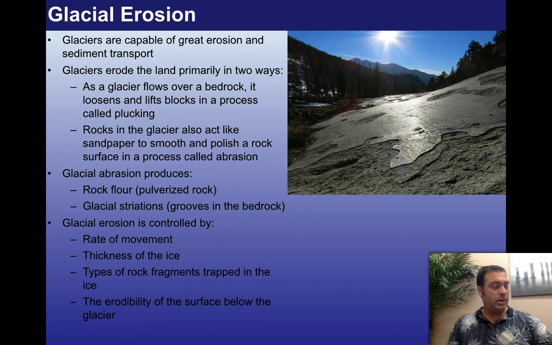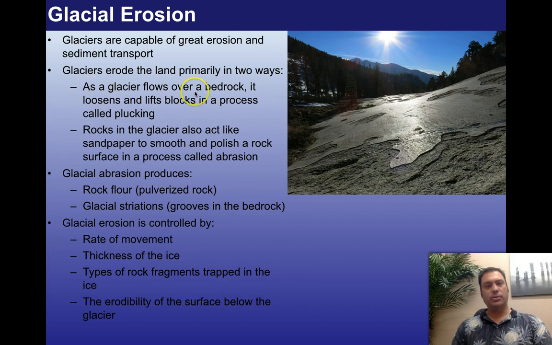All right, so now we've talked about what glaciers do and what their function is, which is to move ice from areas upslope to areas downslope. We need to talk about the effect that this process has on rocks. In other words, its role in the rock cycle. Glaciers are capable of great erosion and sediment transport, huge amounts of sediment transport. And they do it in a couple of ways.